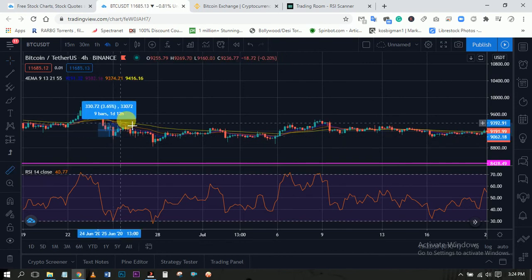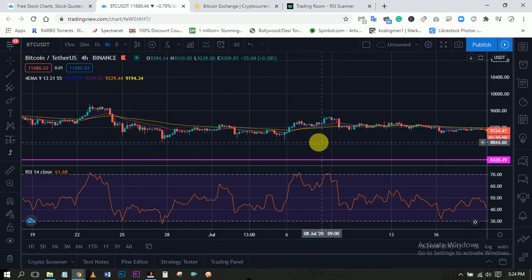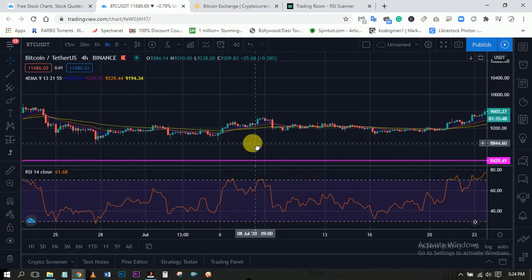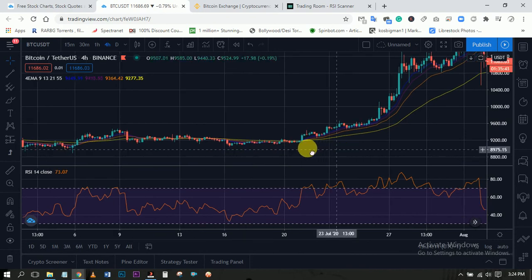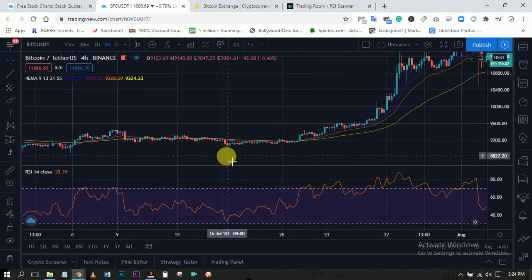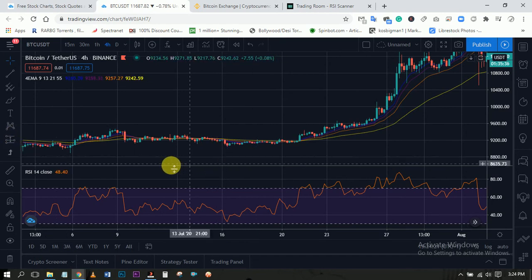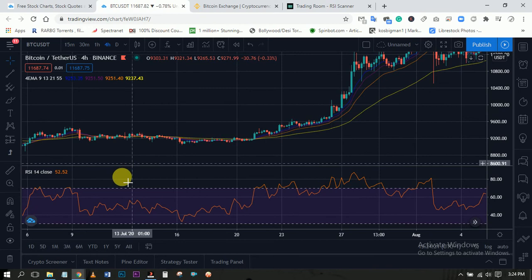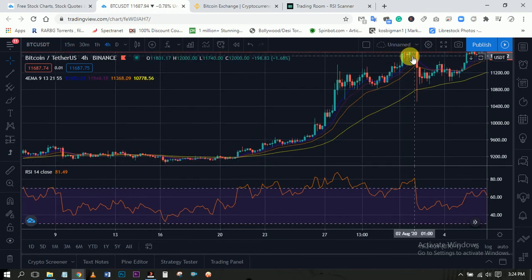You entered here and you came out here, you would have made a 4% profit. Good. Now let's look at another good scenario. You can see here that the market got close here. So if you had entered here, you would have made up to this level here.